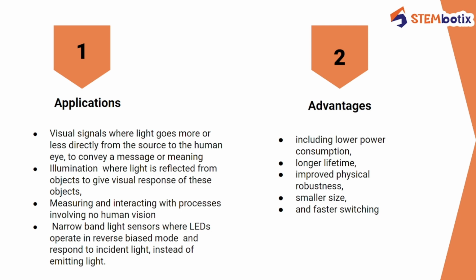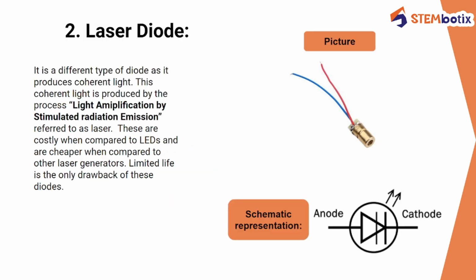Now let's see its advantages. The advantages include low power consumption, a comparatively longer lifetime, and improved robustness. They are also smaller in size and faster in switching. So these were the main applications and advantages of the LED, or light emitting diode.